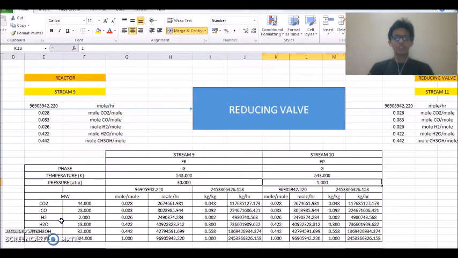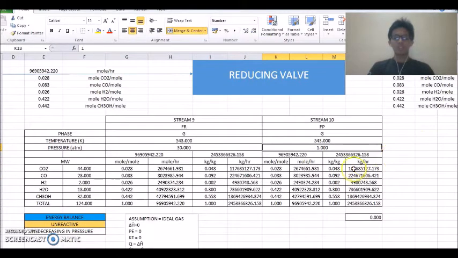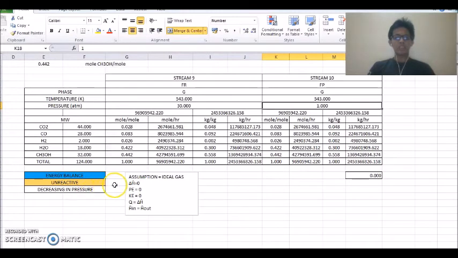For the reducing valve, the function is to reduce the pressure. So this is our reducing valve. The temperature for inlet and outlet doesn't change, but we reduce the pressure from 30 atm to 1 atm. For the mass balance, the inlet mass flow rate is equal to the mass flow rate of outlet. But for the energy balance, it is unreactive. So we assume it is an ideal gas, so the change of enthalpy is equal to 0, potential energy is equal to 0, kinetic energy is equal to 0. So Q equals delta H, and the change of H in equals the change of H out.